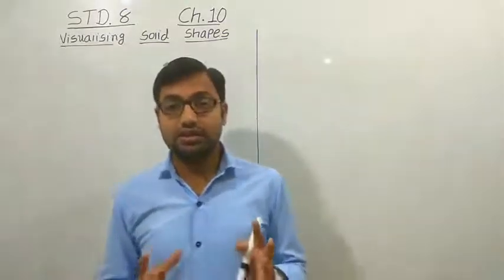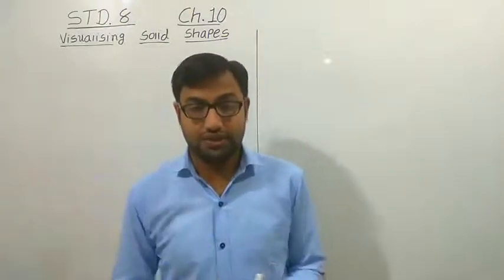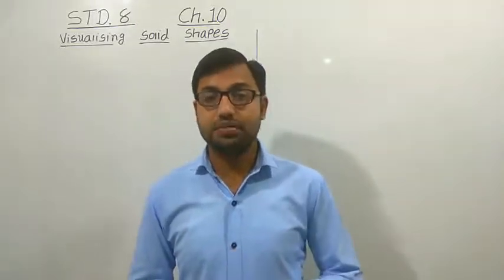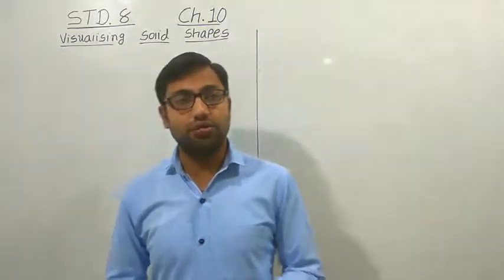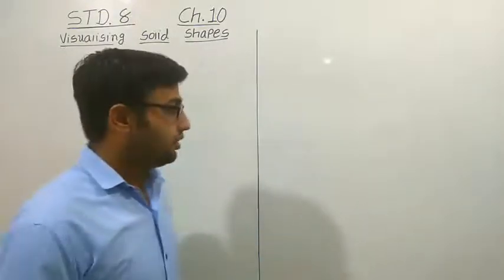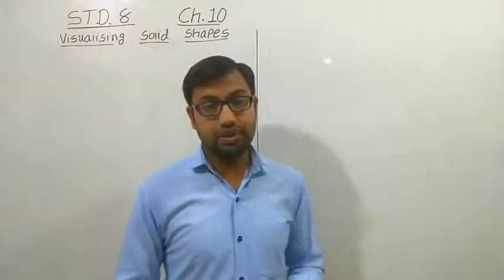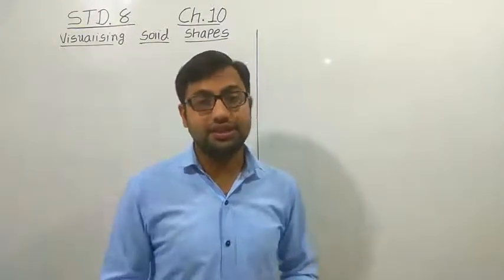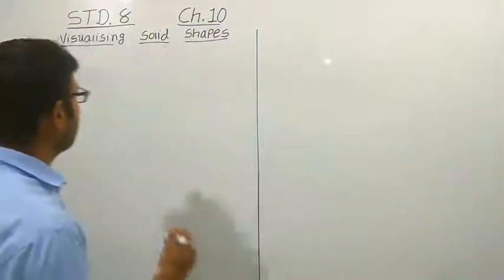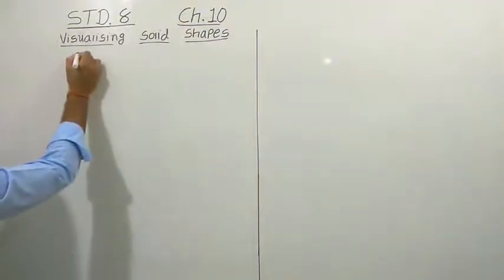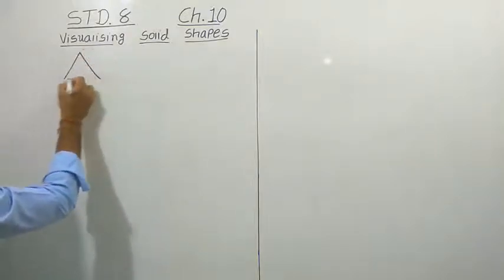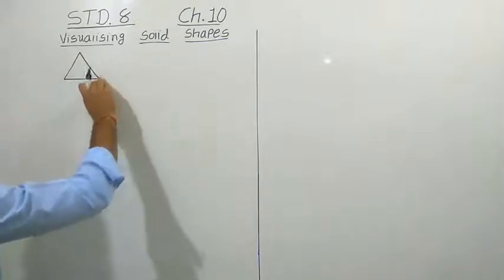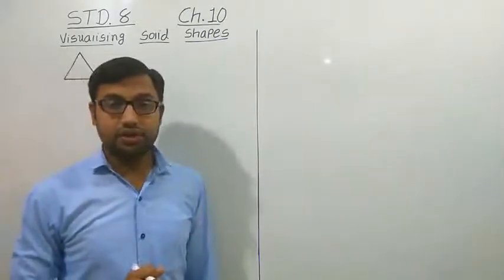Solid shapes are the shapes which occupy some space, like sphere, then cube. This type of shapes are called the solid shapes. So basically there are two types of shapes that we know. One is the plane figures and second one is the solid shapes. So plane figures, we know that if we draw here one triangle like this, then it is called a plane figure, because here only two dimensions are required to measure it.